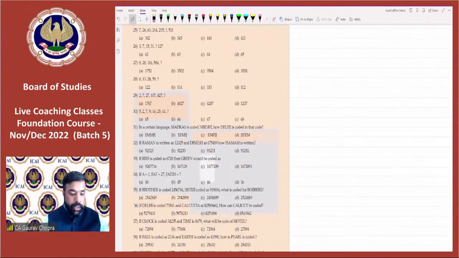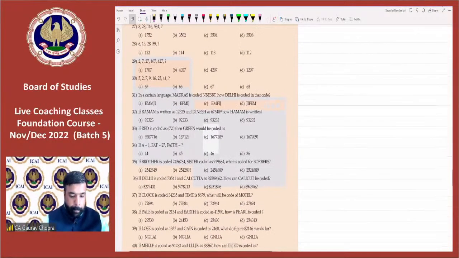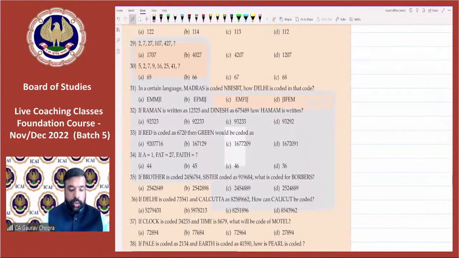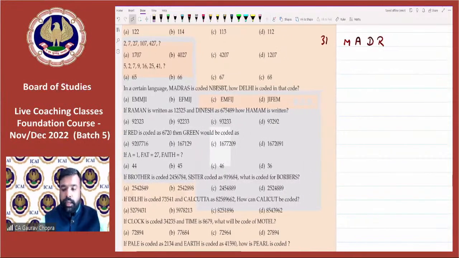So we have done a lot of practice for number series. Now let us practice some questions for coding decoding. So question 31, we can try 31. Madras, M-A-D-R-A-S.